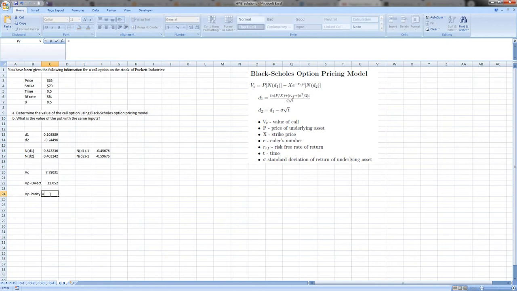If we do the parity approach, we'll take the value of the call less the price of the equity plus the strike times the exponent of the negative risk-free times time. So we can see value of the call 7.78, value of the put 11.05.